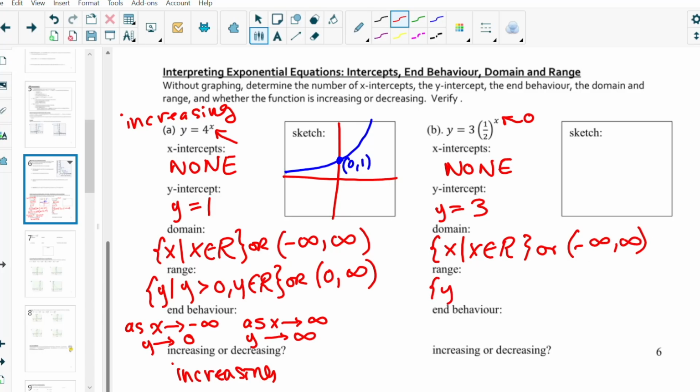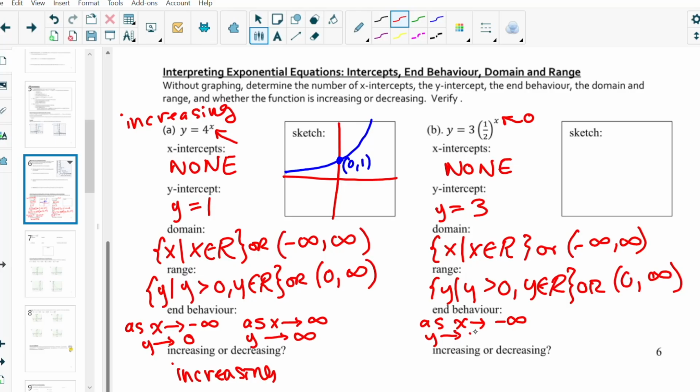What about the y values? Okay, it's still y such that y is greater than 0. Y is an element of all real numbers. So that's because of our horizontal asymptote at y equals 0. Okay, and the range is the same, 0, infinity. And end behavior, as x approaches negative infinity, okay, so as we go more and more left, y approaches, well, it's going to be infinity.